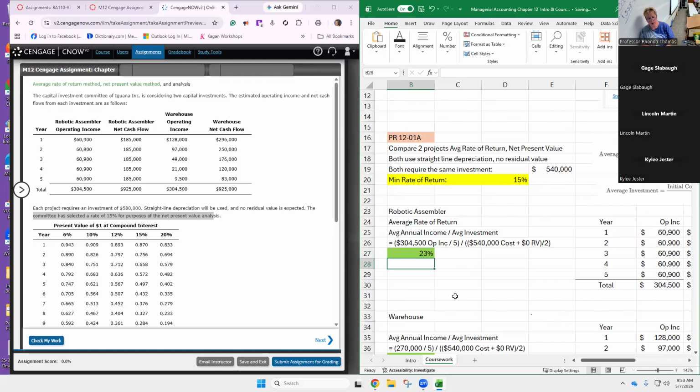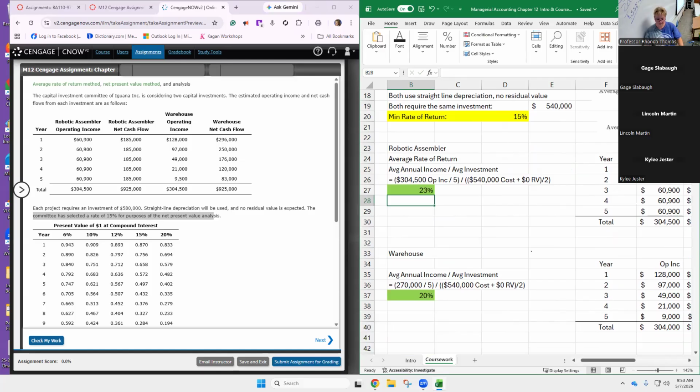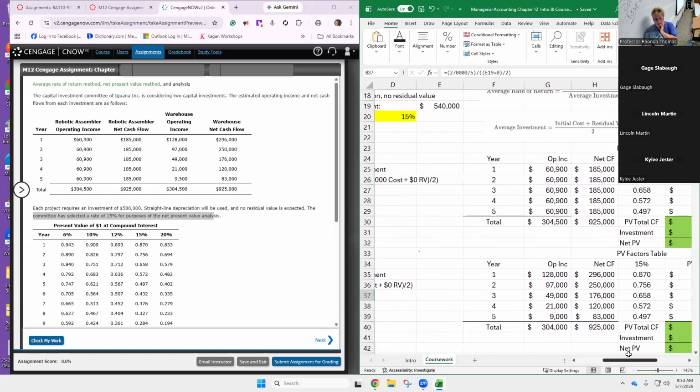Now we're going to go to the warehouse. Let's do the warehouse's average rate of return, because this, believe it or not, is going to be exactly the same. There's something I've got to change here because I'm not coming up with the same number. You should get the same average rate of return for both of these projects. Here's why. If you look down here, notice that the total operating income is the same. The only difference is when, oh, nope, those should be different.